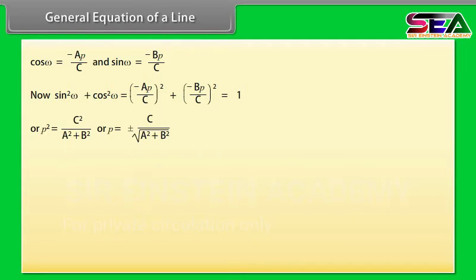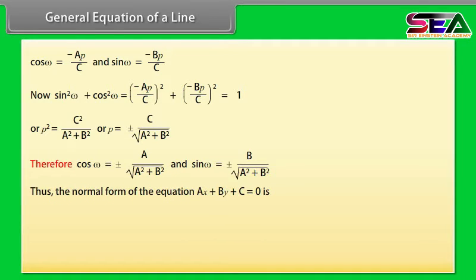Or p square = c square/(a square + b square), or p = plus or minus c/square root of (a square + b square). Therefore, cos omega = plus or minus a/square root of (a square + b square), and sin omega = plus or minus b/square root of (a square + b square).